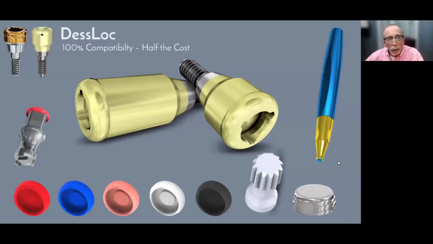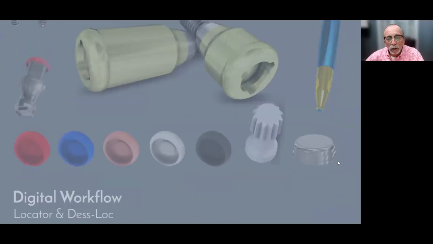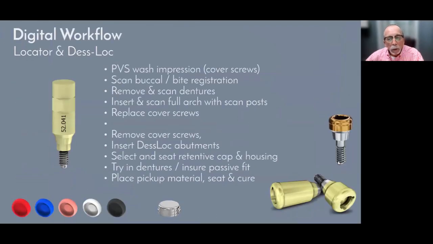Desk-Lock, and you can see 100% compatible, but it is less expensive. And so, as we started working on a locator Desk-Lock workflow digital, it resulted in this, and this works really well. And we'll talk about this again with CONUS, but if a patient has an existing denture, and we're going to add a couple of implants and a couple of locator Desk-Lock abutments, this would be the workflow to try to do it digitally in just a couple of appointments.